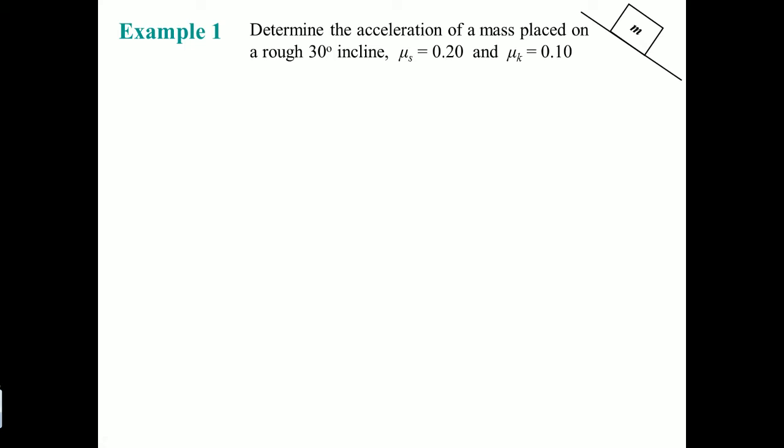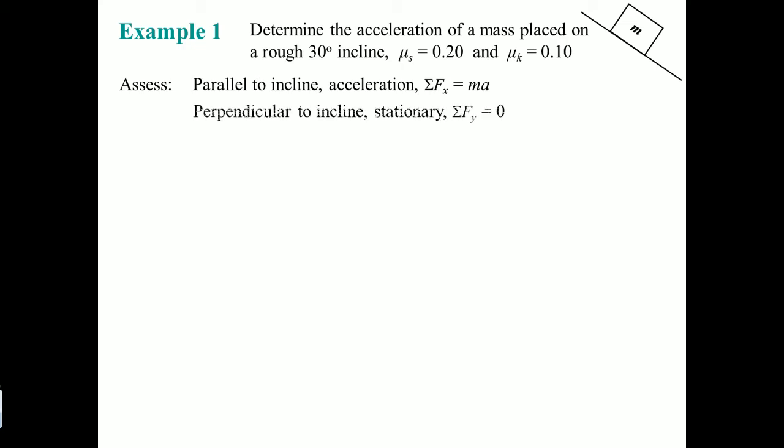Here, determine the acceleration now of a mass being placed on a rough 30 degree incline. Mu s equals 0.2, mu k equals 0.10. We have to look at it and see where the motions are. So we would say that in the x direction, which is parallel to the incline, the object is accelerating. So we said the summation of the forces in the x direction equals ma. In the perpendicular direction, the y, we say it's stationary. It's not floating up in the air or going into the ground. So we say summation in the y equals 0.